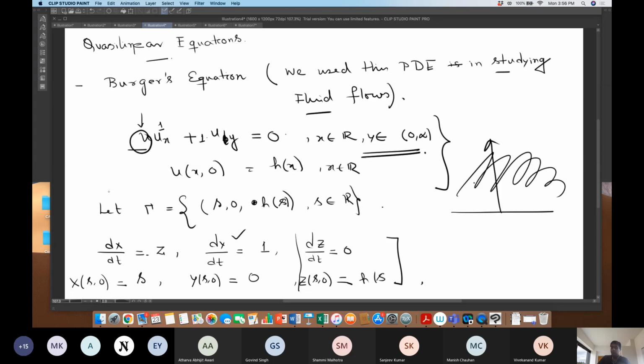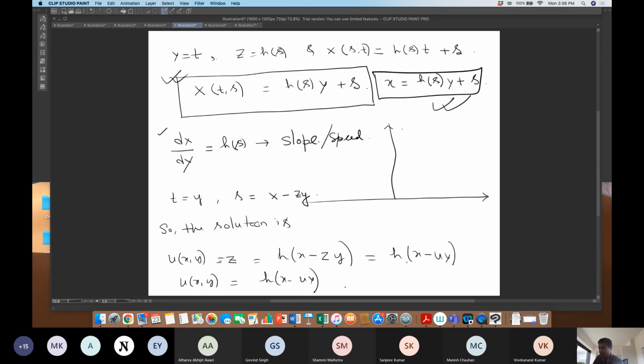So this is our problem: ux plus uy equals 0, x in R and y non-negative, with u(x,0) equal to h of x. So we want our domain here. The initial condition is given here. This is the characteristic line, right? Non-characteristic curve, of course, we have to check. So the initial space curve is (s, 0, h of s), s belongs to R. So I have taken dx. As we did, you know all those things, then we solve this problem. h of x minus uy.